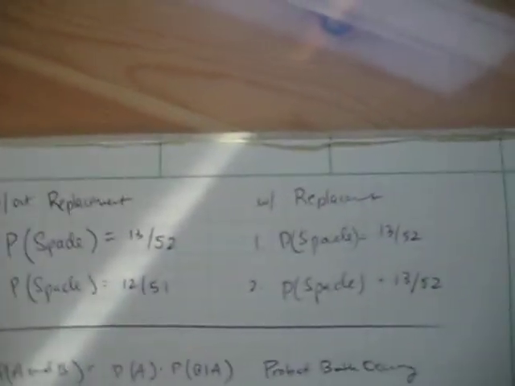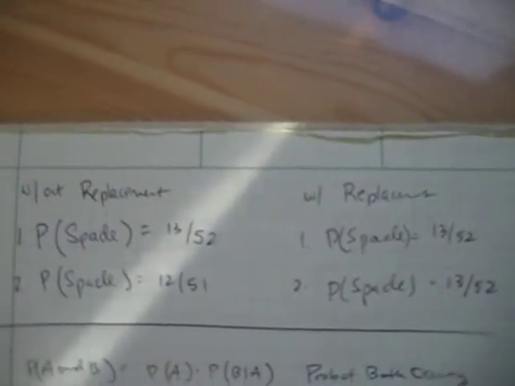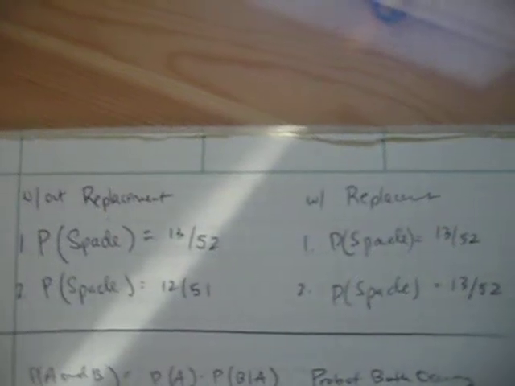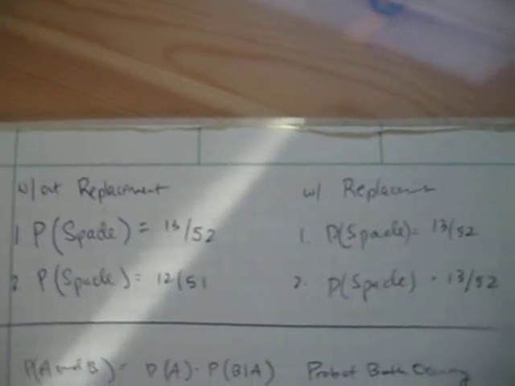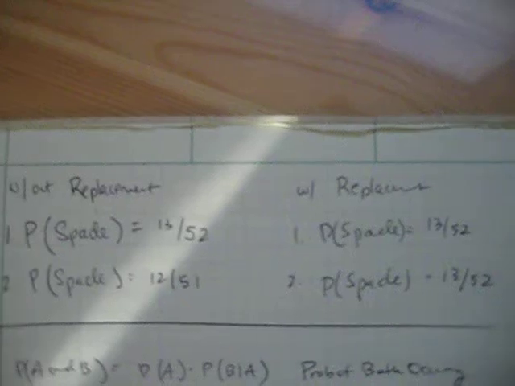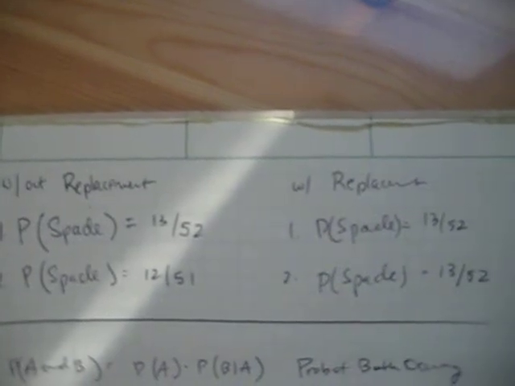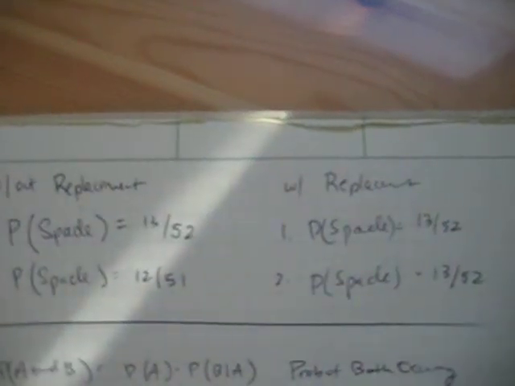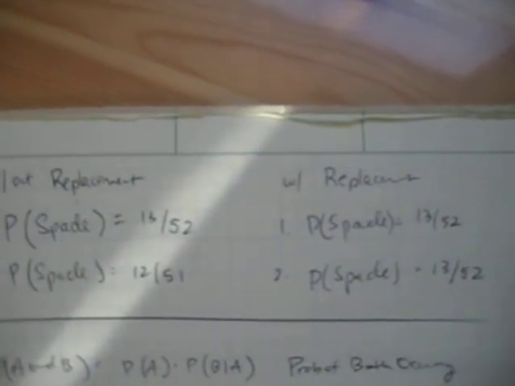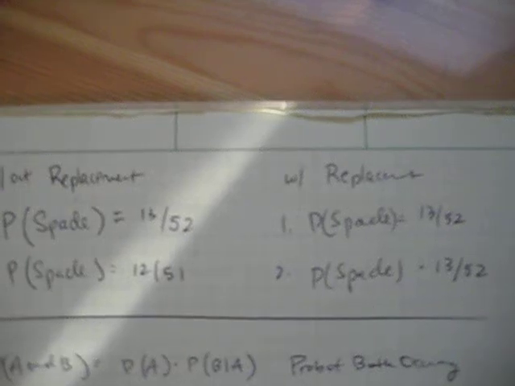Alright, so I forgot to talk about a couple things in the last video, so this is a continuation. Replacement and without replacement, we've been doing this for a while now. Essentially, with replacement means that whenever an event occurs, you put the set back. You put the sample set back to the way it was before.